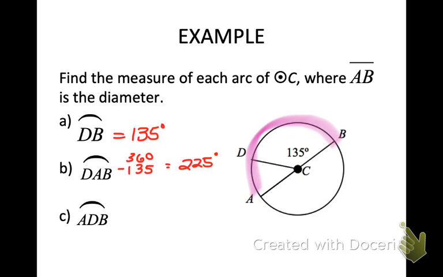That's going to be 180. Good. Why do I know it's 180? Because its endpoints A and B are on the diameter, so it's half a circle. Okay? All right.